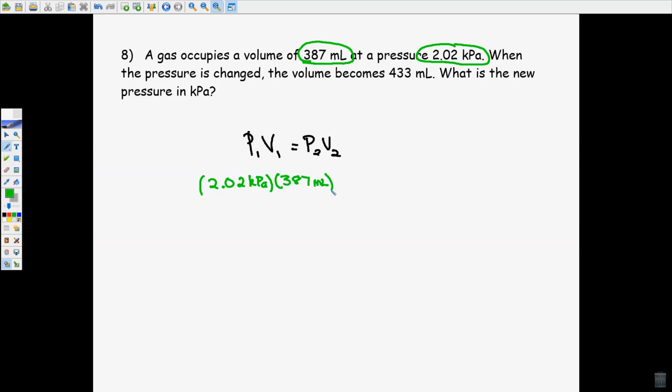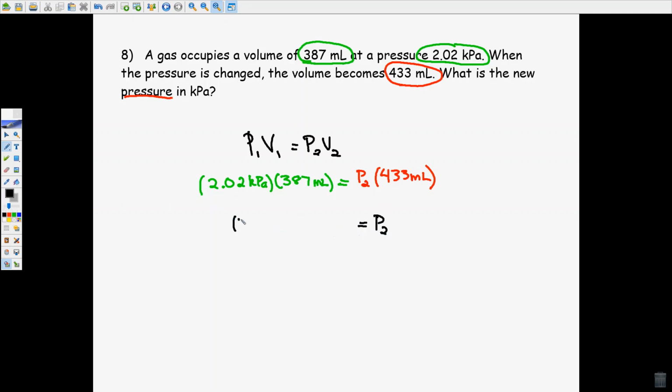So we've got that plugged in. Now we're going to be looking for our set of data after a change occurs. It says when the pressure is changed, okay, so that's saying that pressure is changed, the volume becomes 433 milliliters. What is the new pressure? So I'm going to be solving for pressure this time, and they tell me what the volume is, 433 milliliters. So to get P2 by itself, I'm going to need to divide by what P2 is being multiplied by. So I'm going to divide by 433.